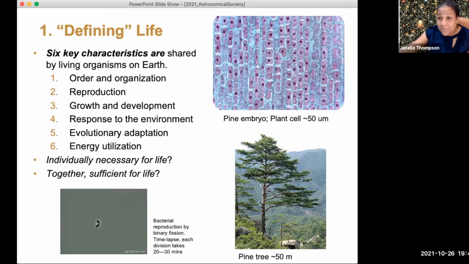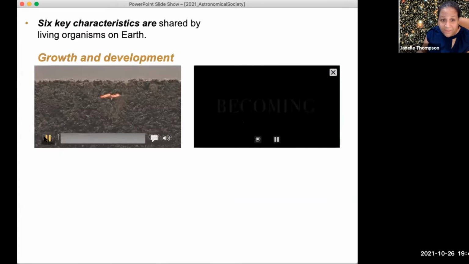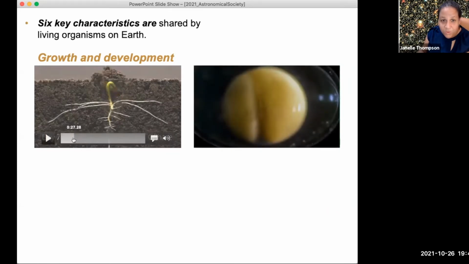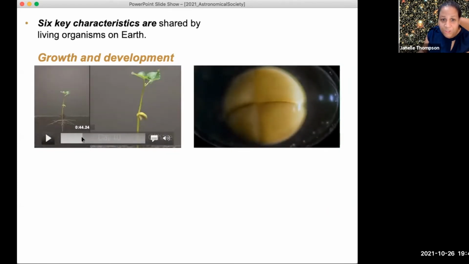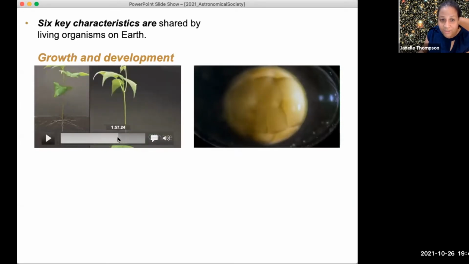Now, organisms that are living also grow and they develop. So here we're looking at two pictures, one of a bean sprout growing. So you can see this is pretty typical, you see the roots extending, then the little sprout pushes its way up, the leaves extend. So this is a clear indication of growth.